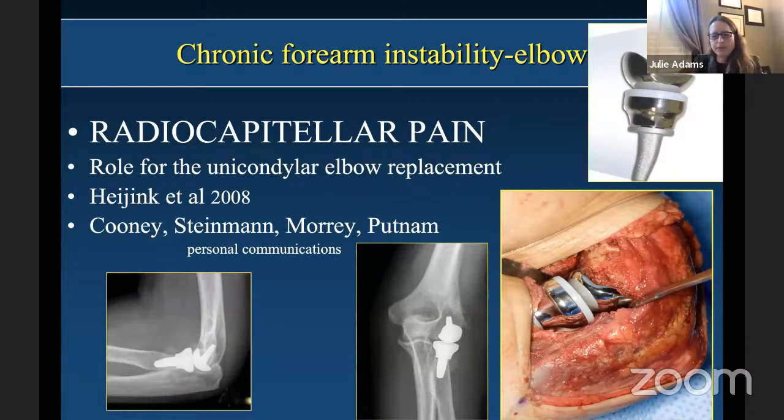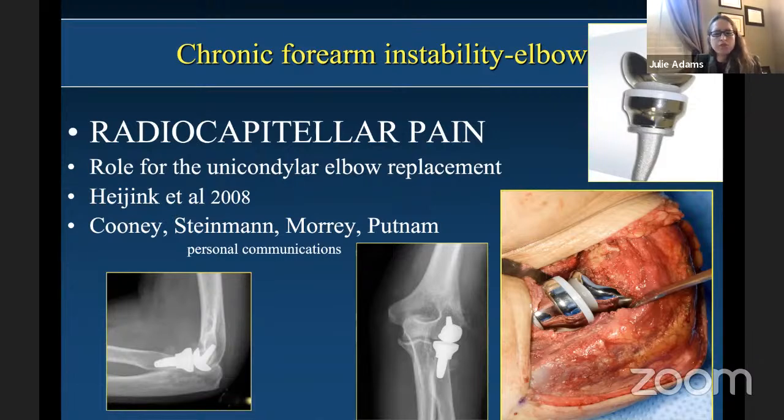It was withdrawn from the market. I know that there are similar implants available in other parts of the world that have been described. And I think that this is a reasonable option for patients with radiocapitellar pain and impingement. And it has had some decent results for this indication.